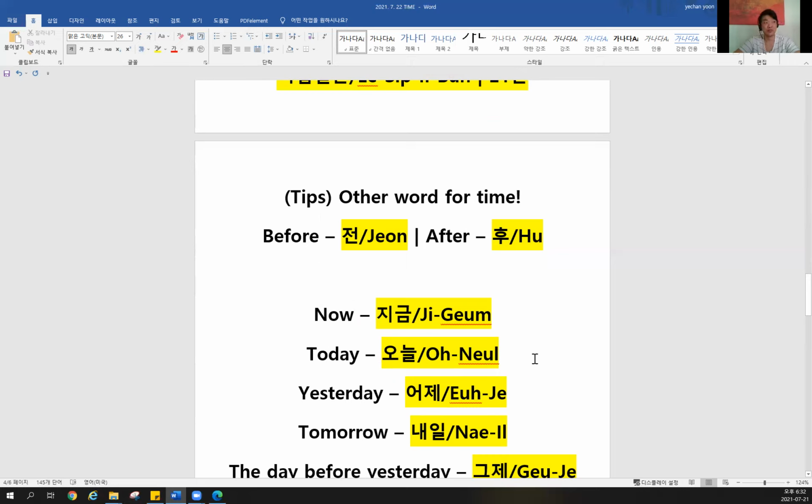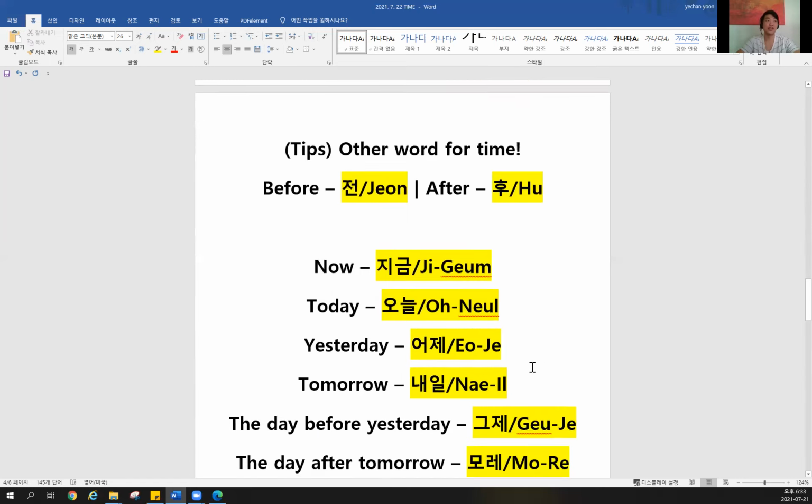오늘. 오늘 means today. Okay? How about yesterday, guys? Yesterday you can say 어제. Okay? How about tomorrow? You can say 내일. 내일. This means tomorrow. How about the day before yesterday?